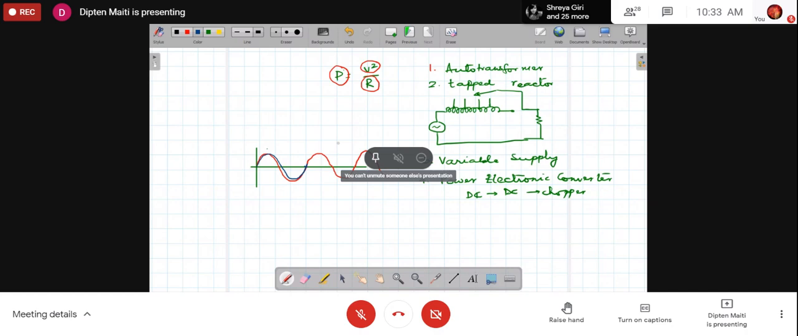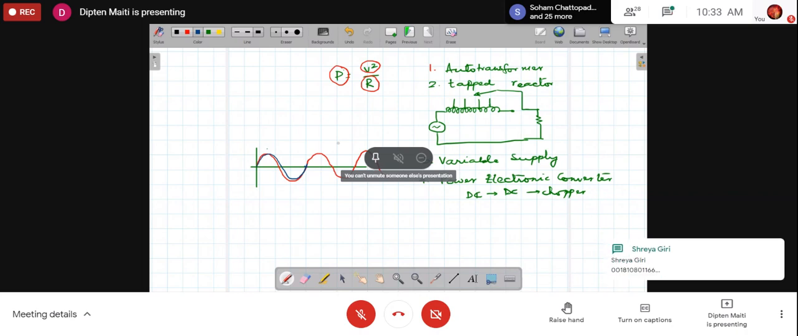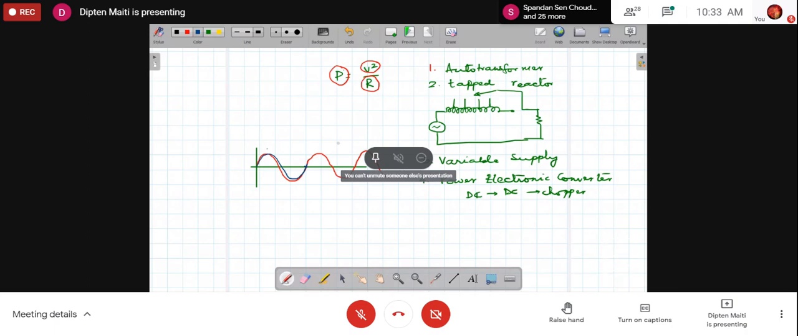However, because of the availability of low-cost SCRs, both of them are popular. Usually the integral cycle control is used for lower power systems where the power requirement is a bit low, and for higher power systems the phase control operation is used.